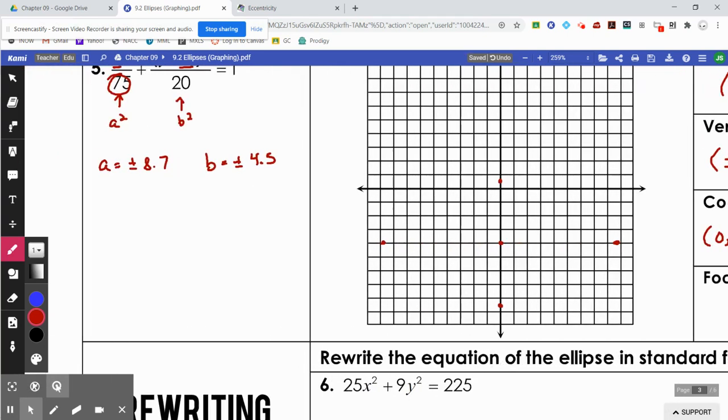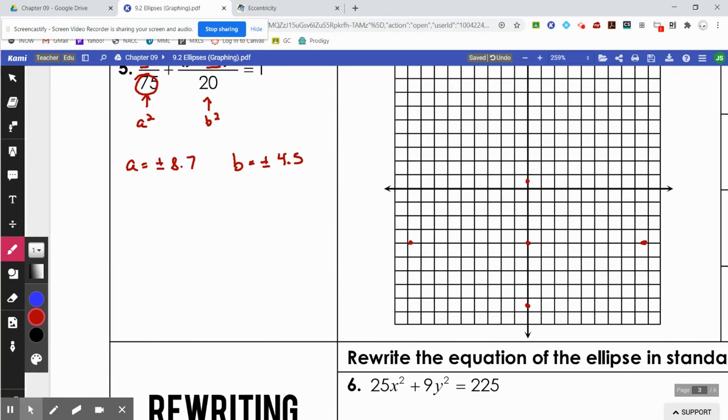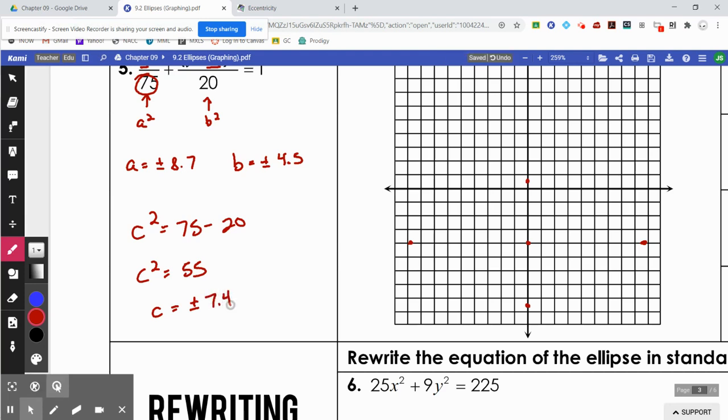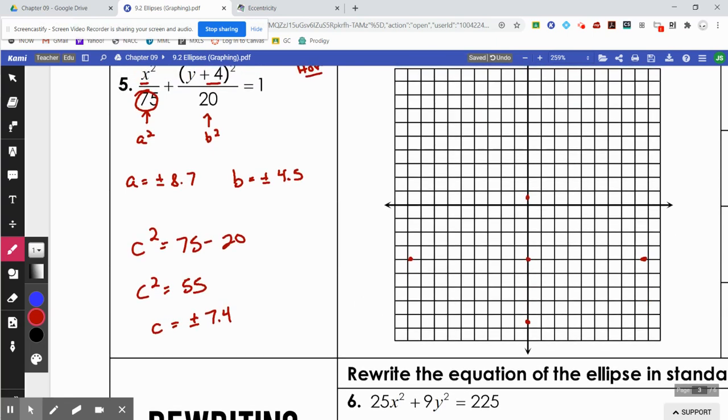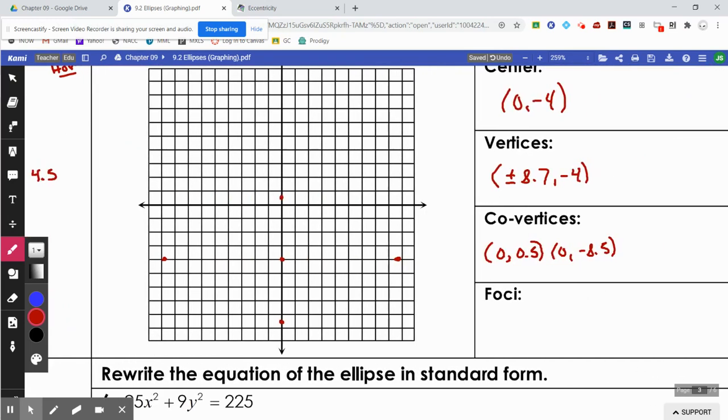Again, to find your foci, we know that a squared minus b squared equals c squared. So c squared is a squared minus b squared, so c squared will be 55. That means c, the distance to our foci, is going to be plus and minus the square root of 55, which is about 7.4. Again, this has a horizontal major axis, so let's go right and left 7.4. So the foci are going to be at plus and minus 7.4, negative 4.